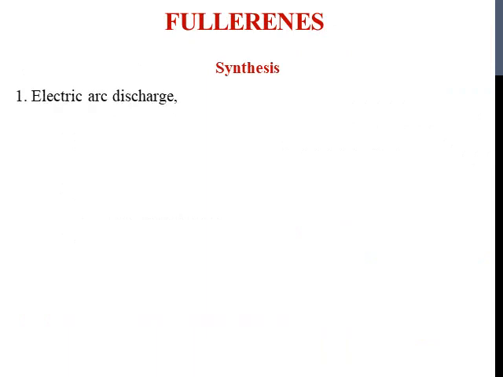Now, the synthesis. In the typical synthetic procedures, the first one is the electric arc discharge. Electric arc discharge is the familiar synthetic procedure for the synthesis of fullerene. The second one is laser ablation, and the third one is chemical vapor deposition.